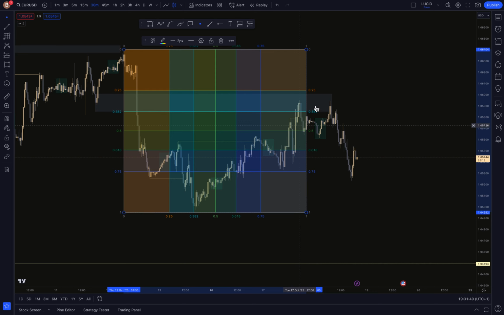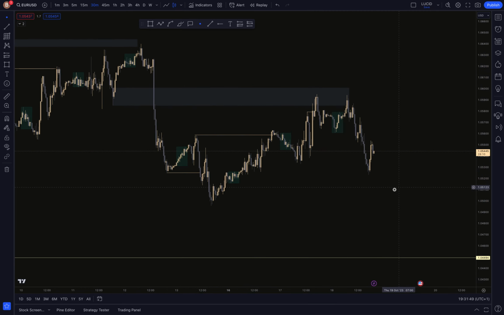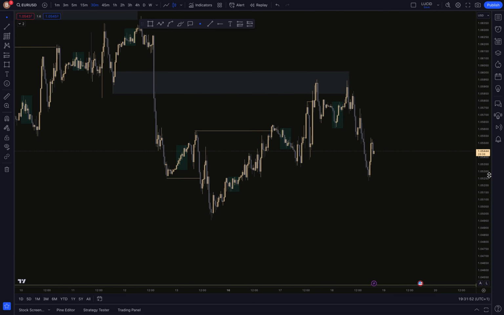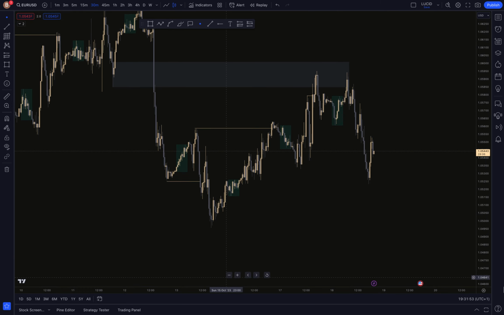Price above 50% means price is trading at the premium level, and at the premium level you want to be looking for sells when price is in premium. You want to be looking for buys at discounts. I'd be looking for sells where it's premium.